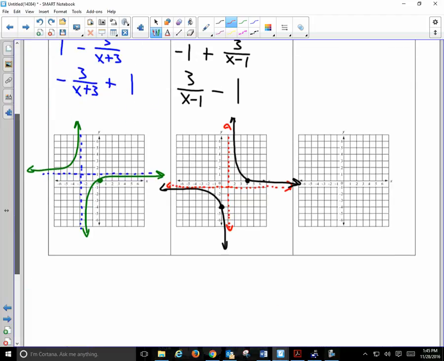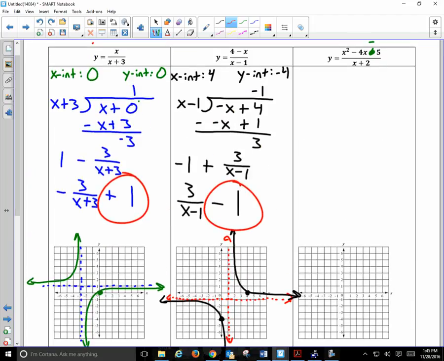This graph wants to look like 1 all of the time, right? This graph wants to look like -1 all of the time, right? You'll see how that plays out now in our next example.